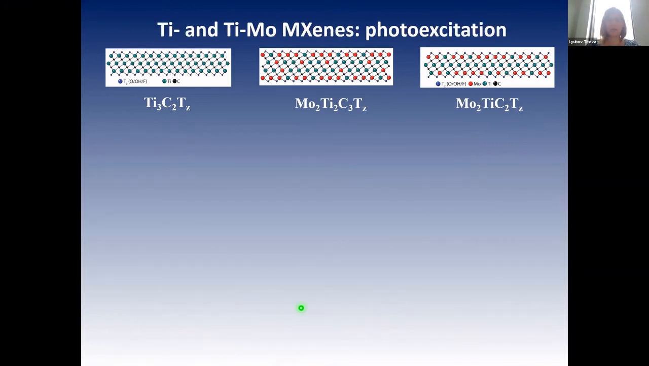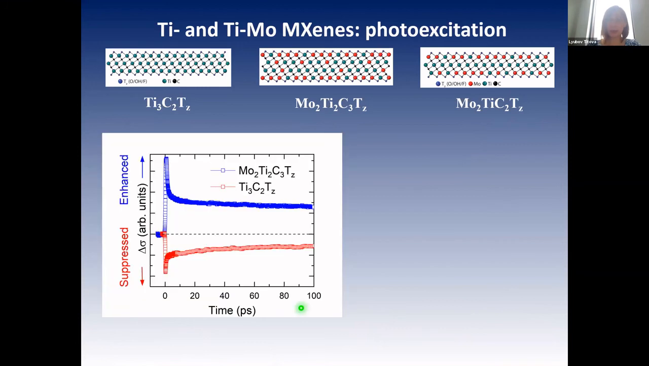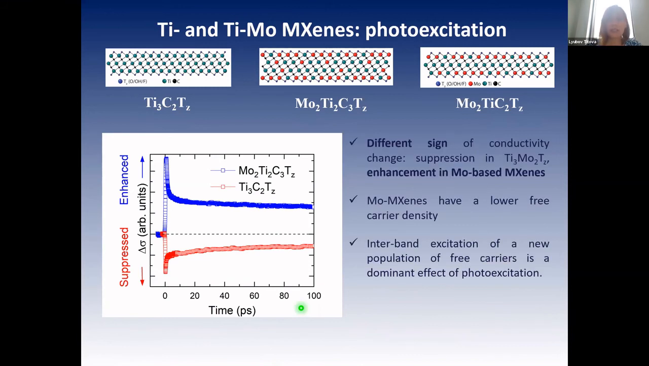Okay, so what do we see in terms of the photoexcitation? And this is where things also get quite interesting, because what we find is that the sign of the photoinduced changes is different. Before, in titanium carbide, shown here in red, we saw that photoexcitation suppresses conductivity. However, in moly-based MXene, we see enhanced conductivity. And what we believe is happening is that even though this material is also metallic, it has a lower intrinsic carrier density, so maybe interband excitation of a population of new free carriers is a dominant effect.